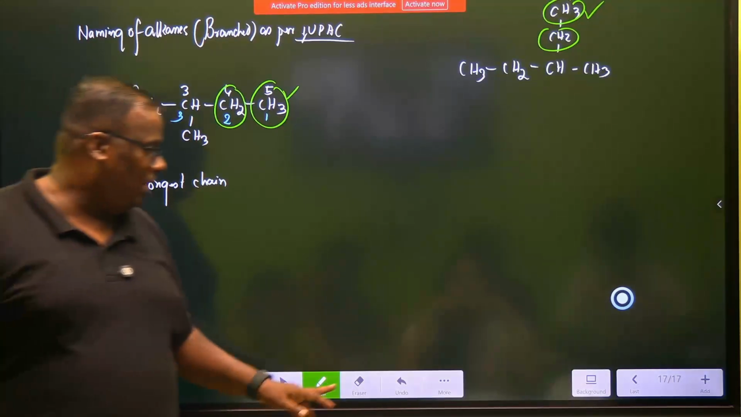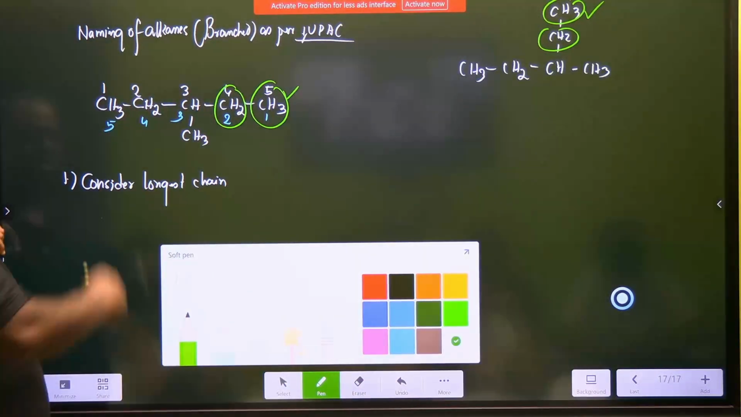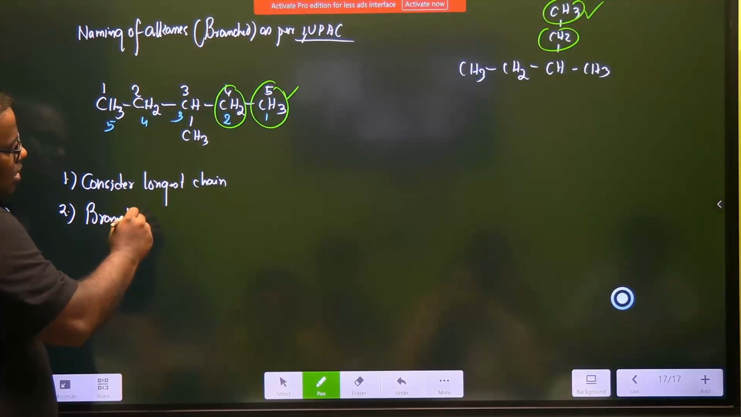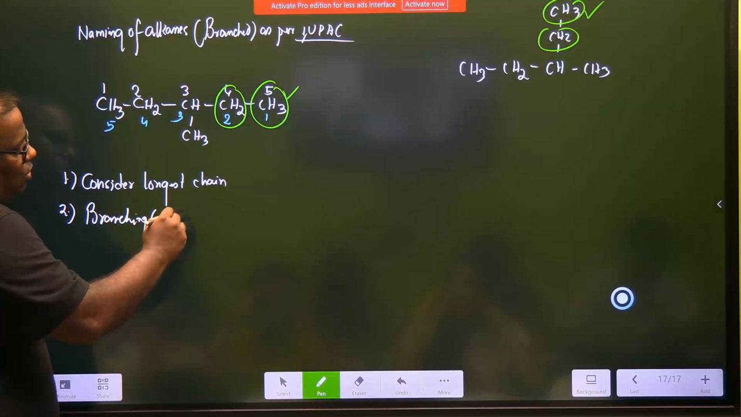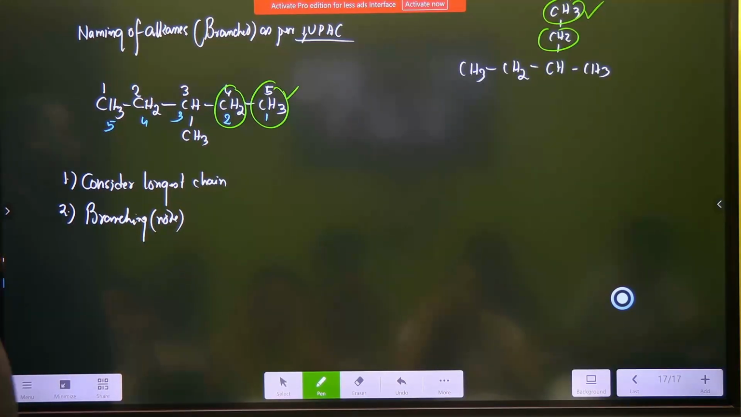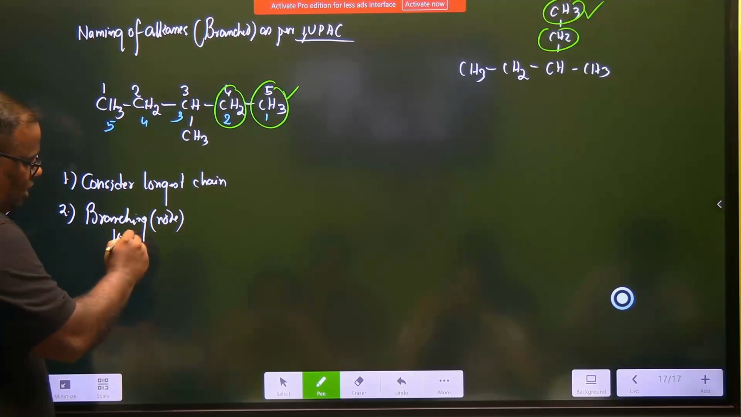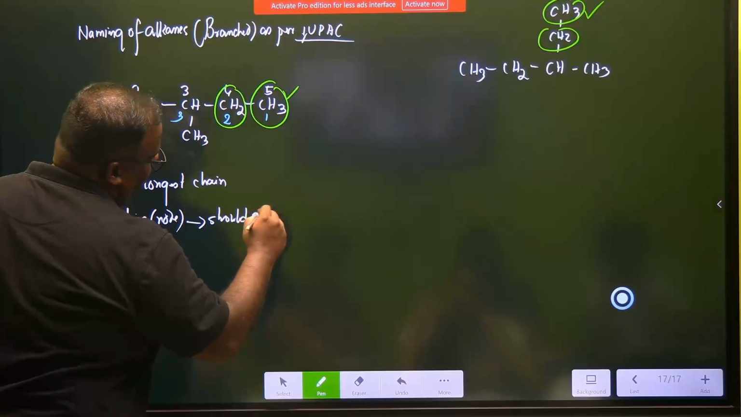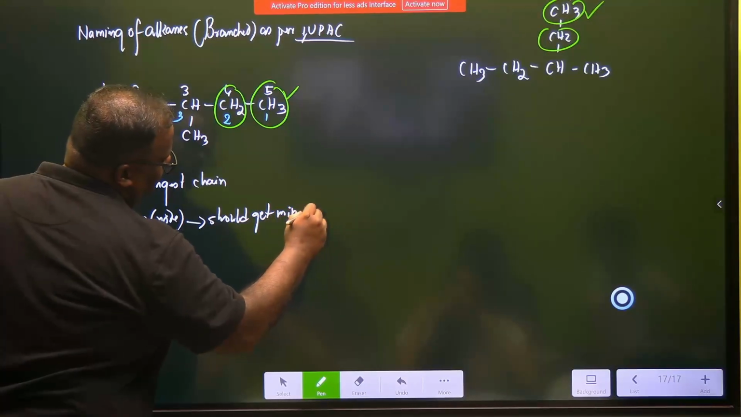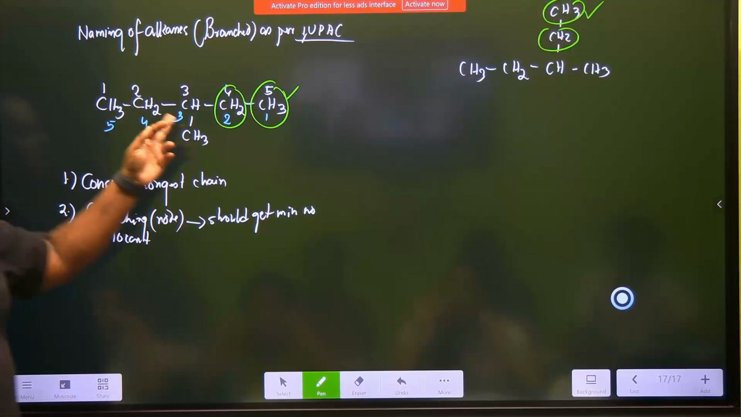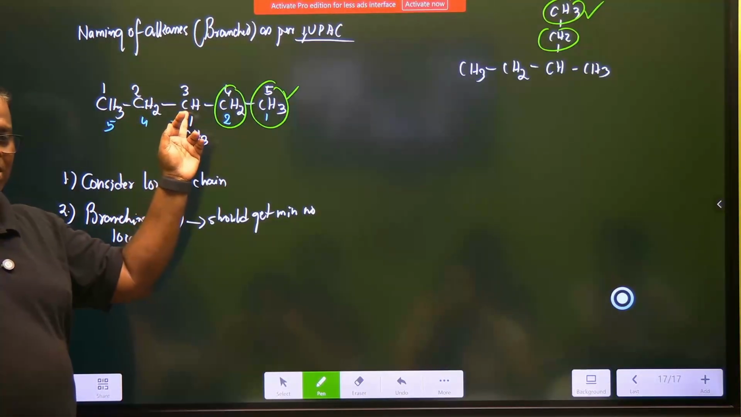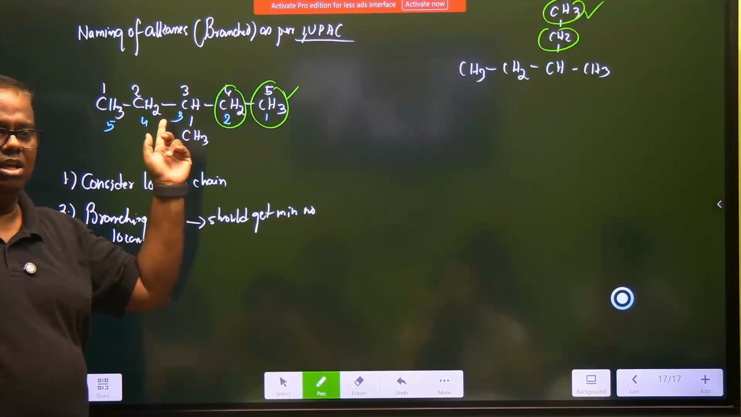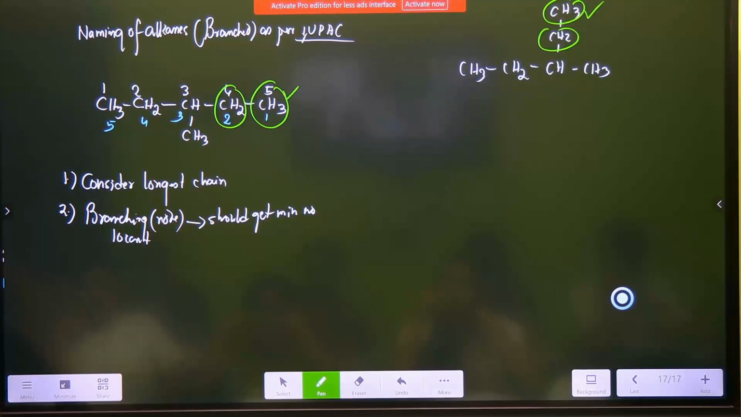Okay. Once you have identified the longest chain, you have to remember that the branching or the node, we call it the node also, or the locant, many people call it as the locant also, should get the minimum number. Now, if I go with this side, the branching is happening here. What is the number you are assigning? 3. And if you are coming from this side, you are assigning 3. So it doesn't matter. My both chains are valid.